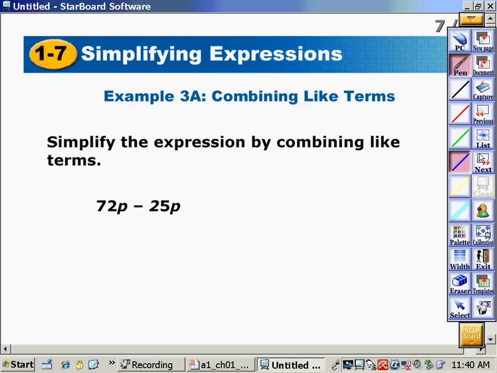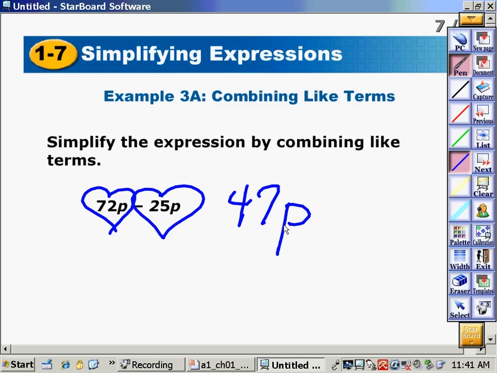First example, you can just watch or write these down if you like that better. We're going to simplify this expression by combining like terms. If you notice, the 72p has a p with an exponent of 1. The 25p has the variable of p with the exponent of 1. Sorry, guys, we're going to do hearts for now. We can put those two together, 72 minus 25, which gives me 47p. The p's don't cancel, they just combine.